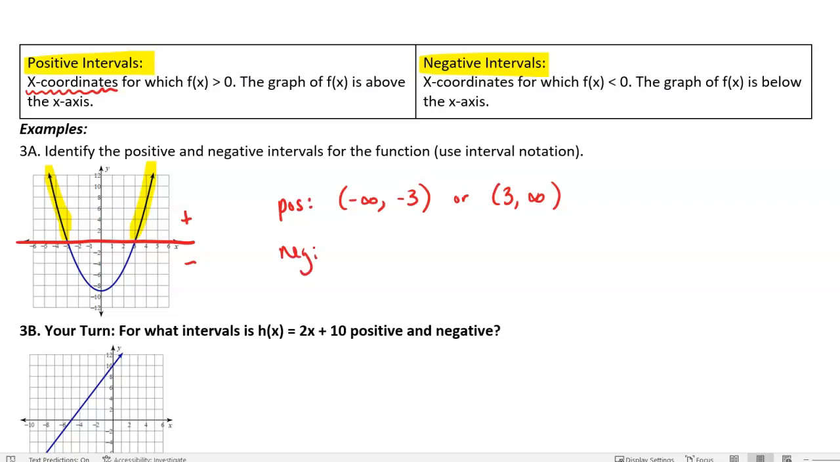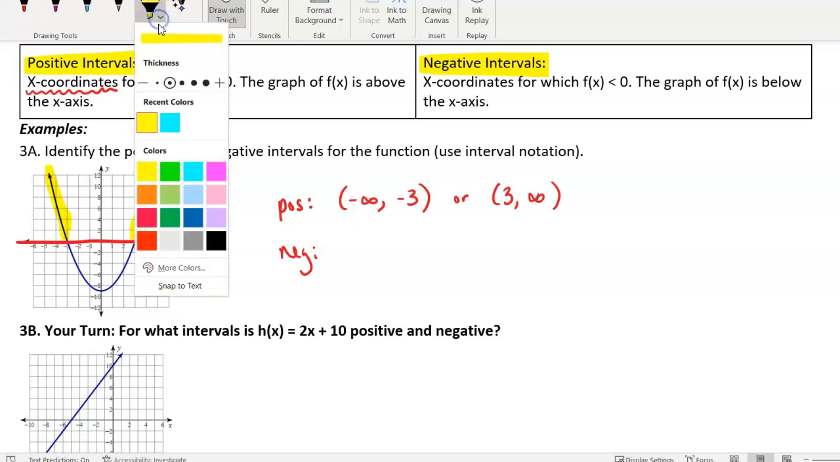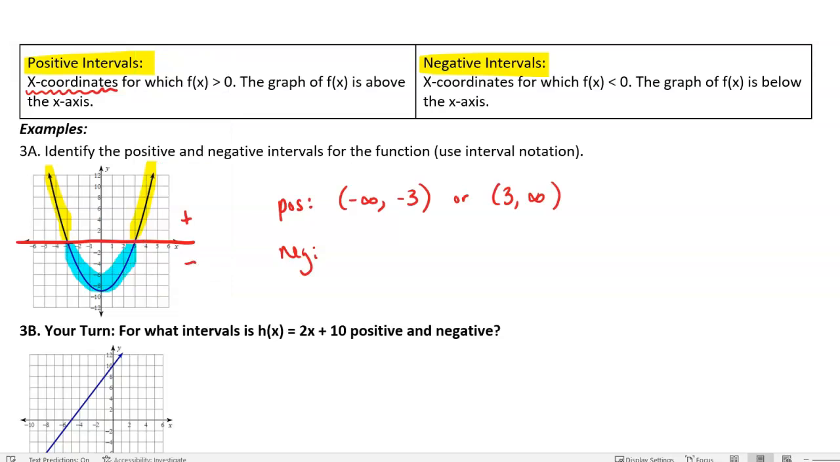Let's look to see where it's negative. It's negative at the other part. Let me highlight this in a different color. Let's use blue. So that's where it's going to be negative. Let's describe that, again, using interval notation, and we're describing it using the x-axis. We're using the x coordinates for where it's going to be negative. It's negative from when x is negative 3 to when x is positive 3. Again, we use parentheses here. We don't use brackets.